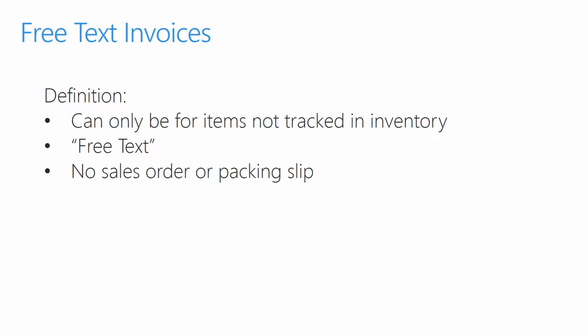A free text invoice is an invoice that is not attached to a sales order. A free text invoice contains a header and one or more lines for items or services that are not tracked in inventory. Although those types of items may be on a sales order invoice as well through the use of what are called sales categories, inventoried items cannot be on a free text invoice, and the term free text means what it says, that we can type in any text of our choosing on the line item.